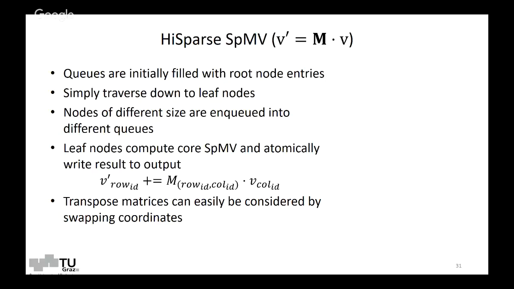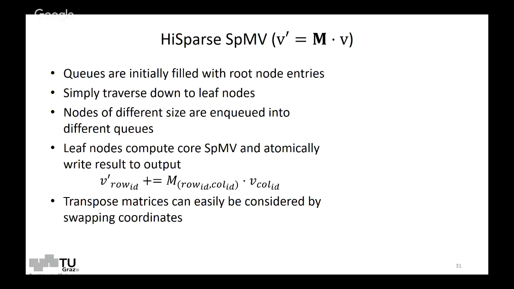And it's really quite straightforward. We just reverse the hierarchy. When we end up at the leaf nodes, we do the multiplication of the matrix element with the input vector element, and we add it to the output element. And we do this with an atomic operation because you can have different nodes in the matrix that will then end up adding something to the same element.